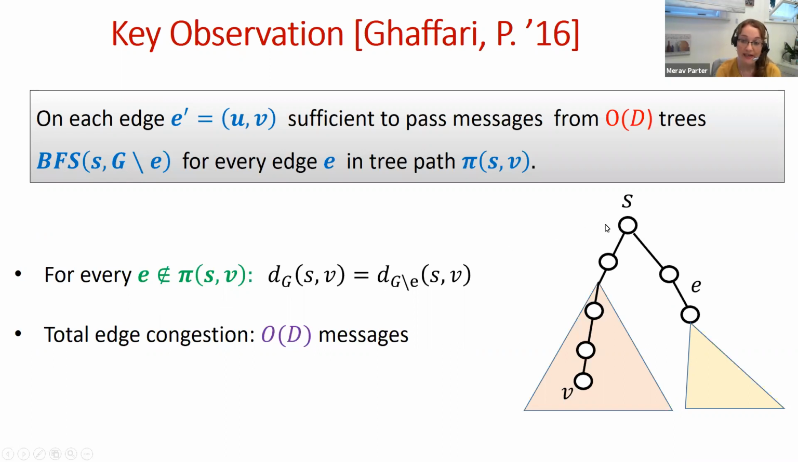However, for every edge E that actually appears on the shortest path from S to V, these are the only important edges for which our target V should learn its new distance, okay? So for every edge UV, it is sufficient to propagate the BFS tokens only from D many trees corresponding to the at most D edges on the shortest path from S to V. So the total congestion is actually D.